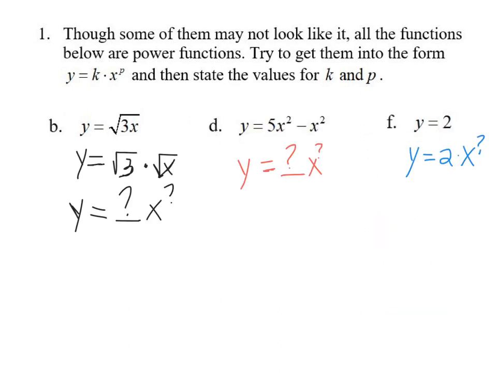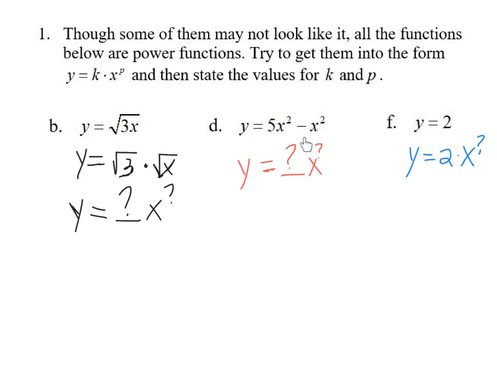So for letter B here, you might recall we do have a property that we can apply with square roots: when it comes to products of square roots, we can split them up. So this would be the same thing as root 3 times root x, and therefore you could write it as some number times x raised to a power.